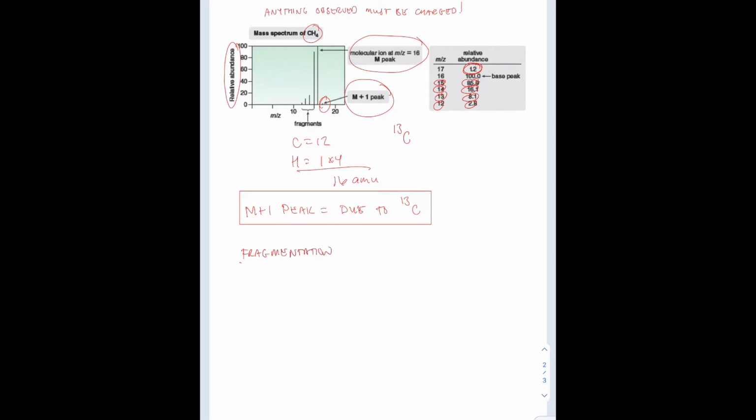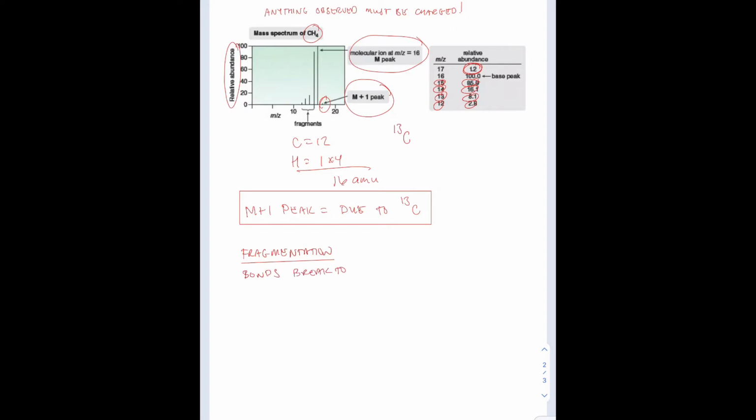So fragmentation. Okay, and this is basically when the molecule or bonds break to form fragments, right? So I sound like a Webster dictionary using the word in the definition, but we already know what a fragment is. It's just a piece of the molecule, right? Or it's just a piece of something, and so in this case, it's a piece of the molecule methane.